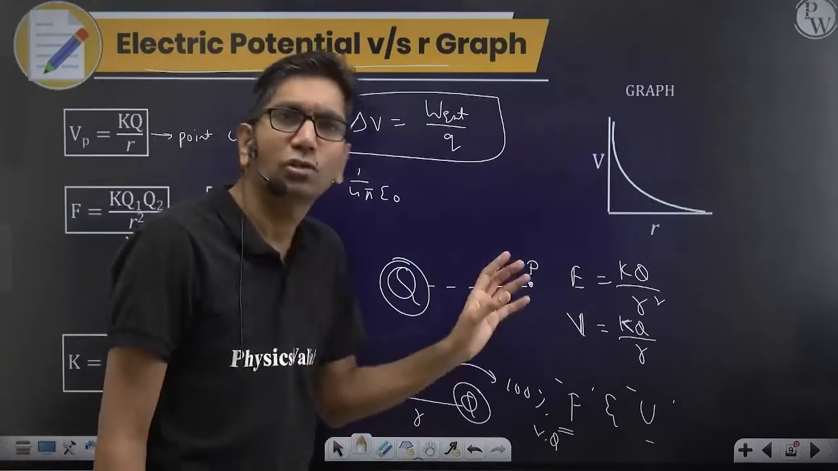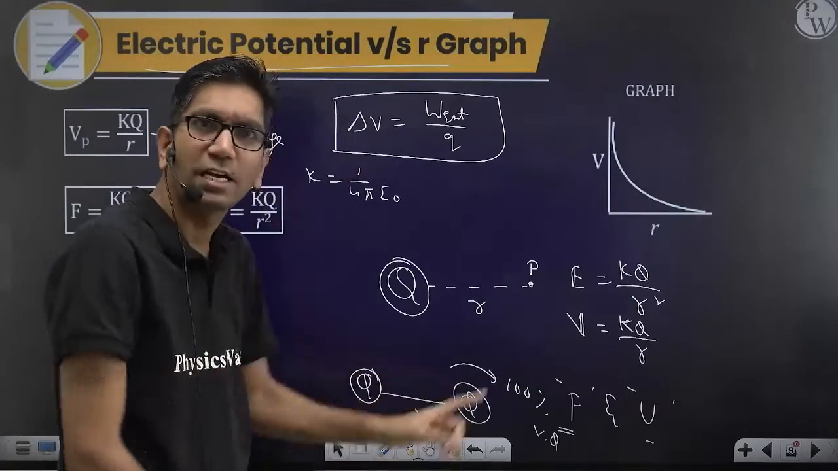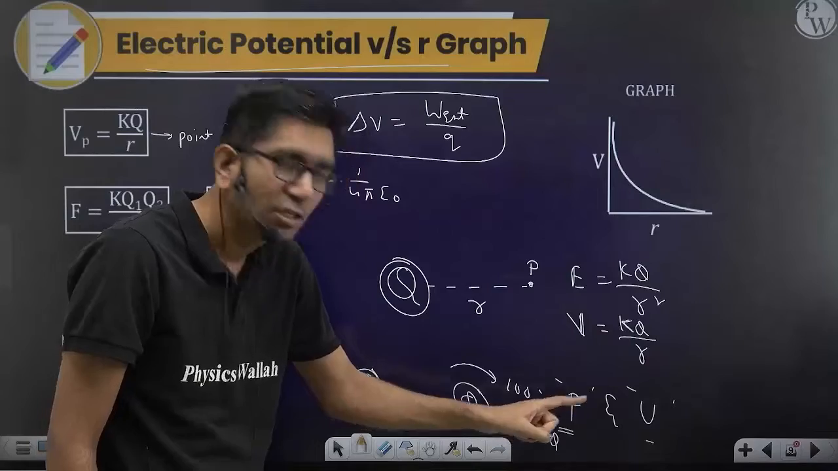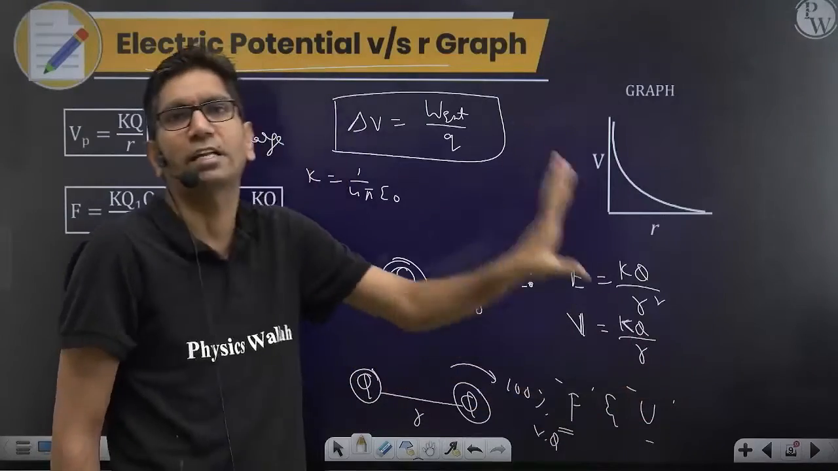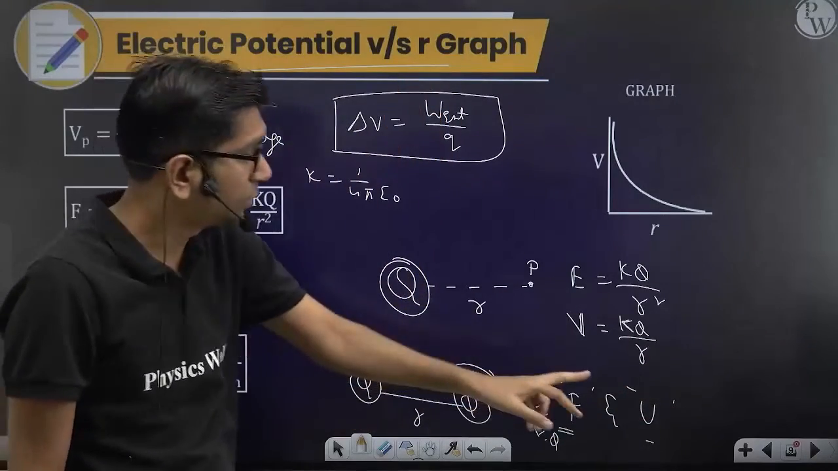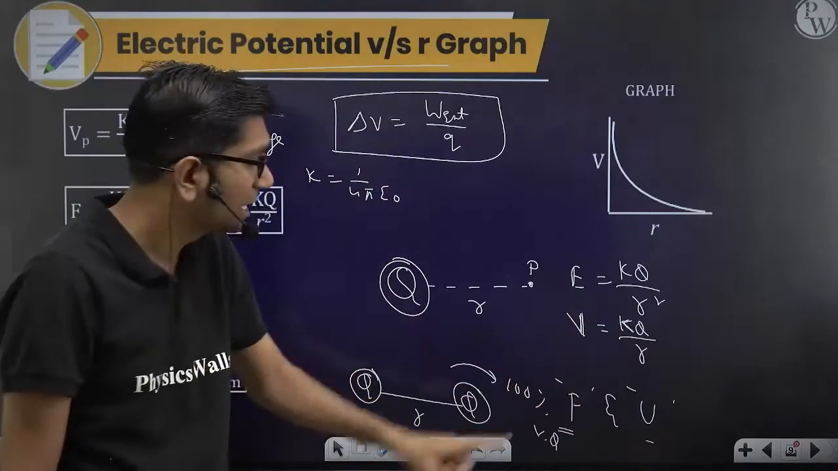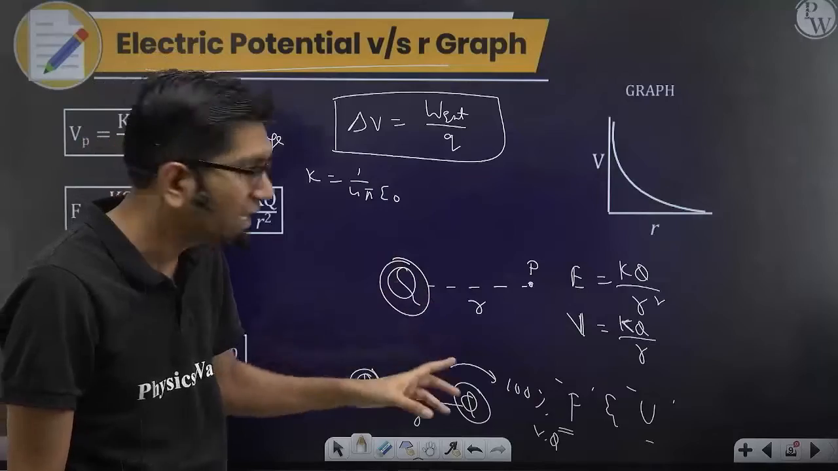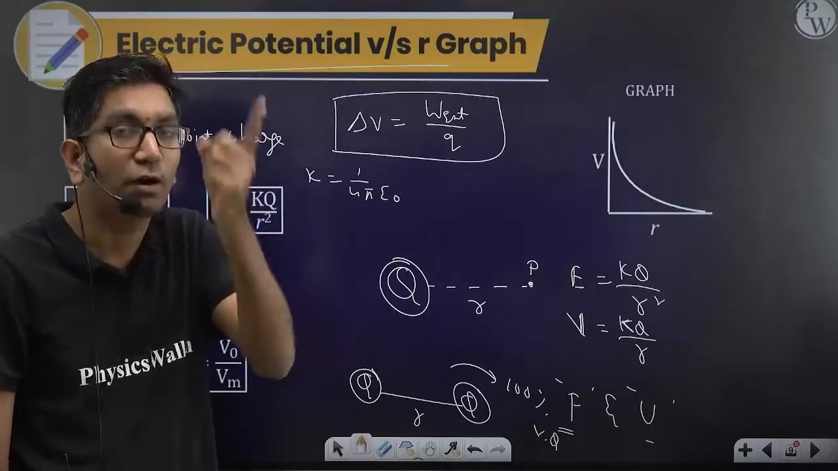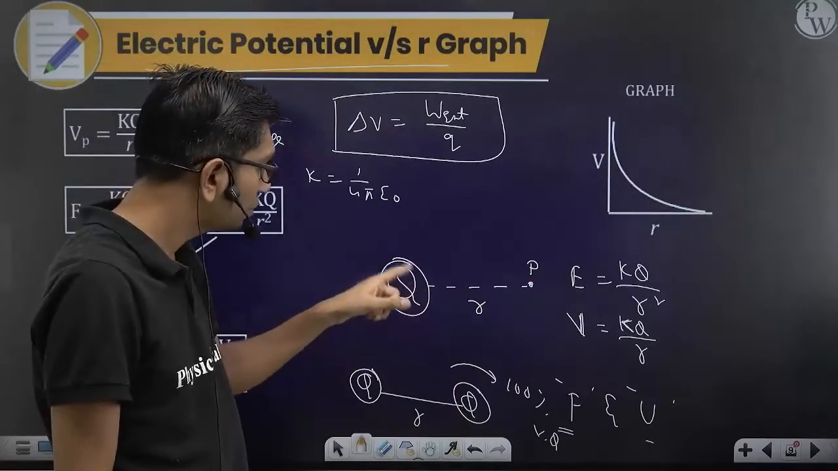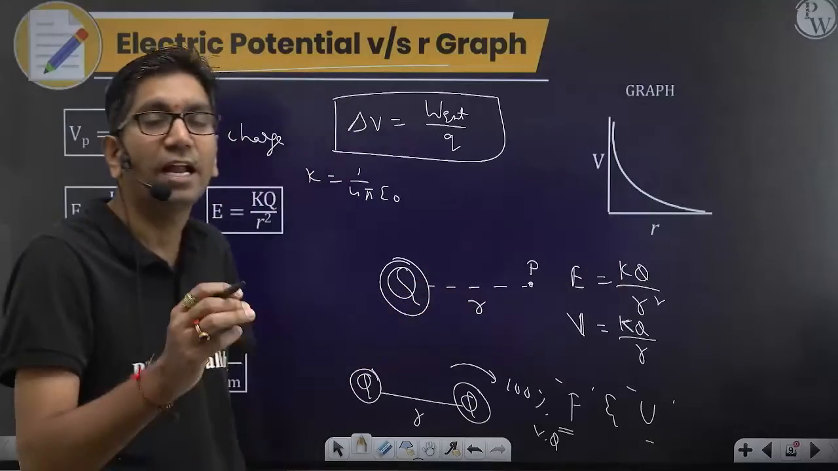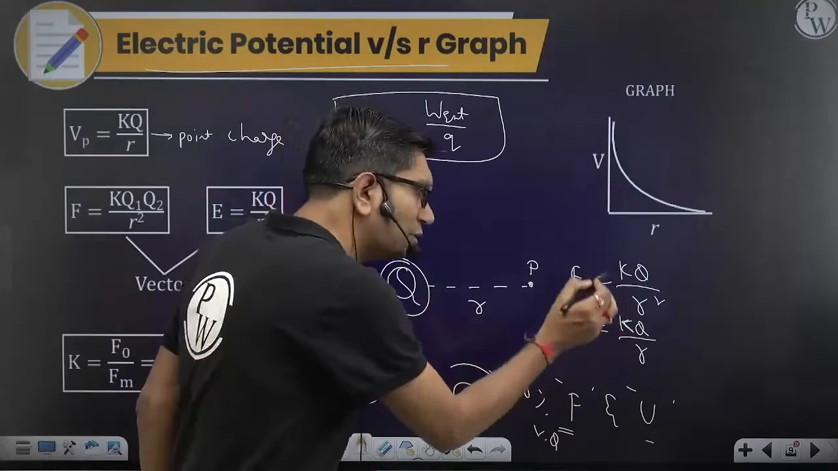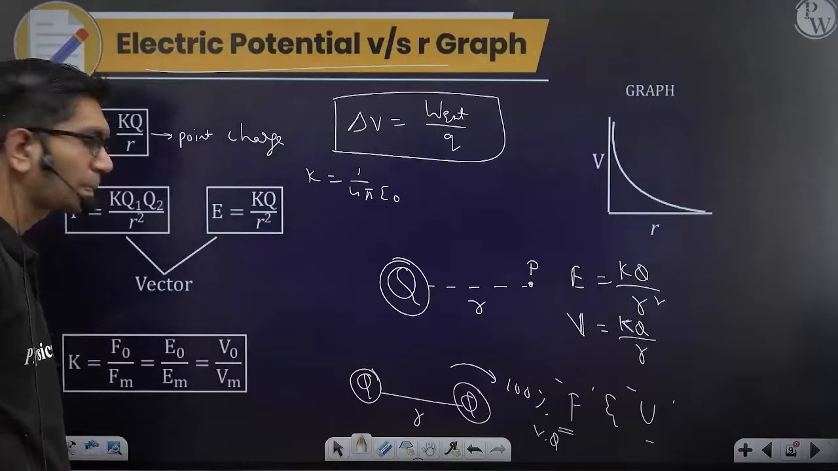See here, if there are two charges, 100% he will ask you the force, or else he will ask you the potential energy. For potential energy you require two charges, and for the force also you require two charges. For electric field intensity, you require only one charge. And for the electric potential also, you require only one charge. It is sufficient. Is it clear, beta?